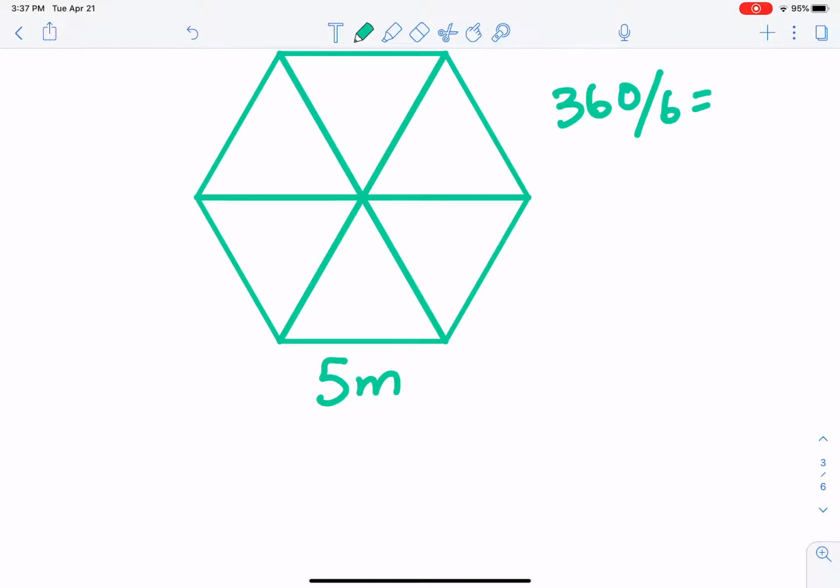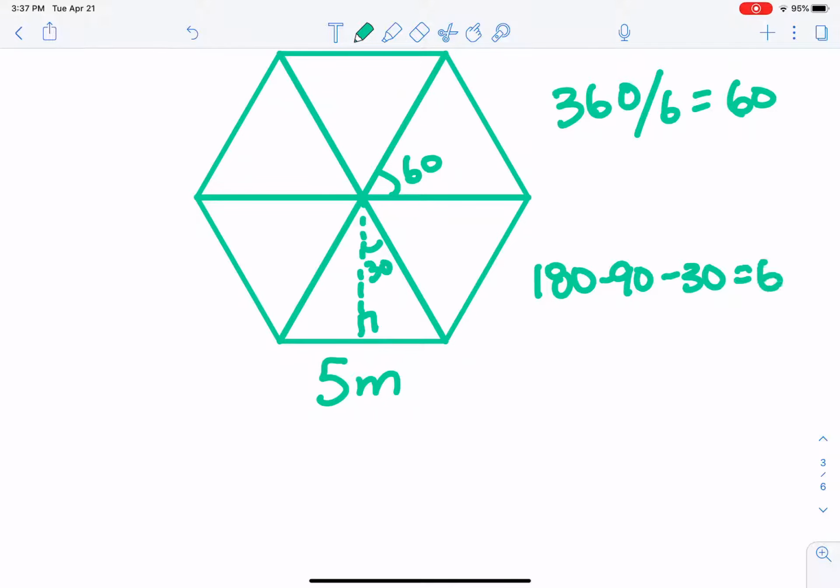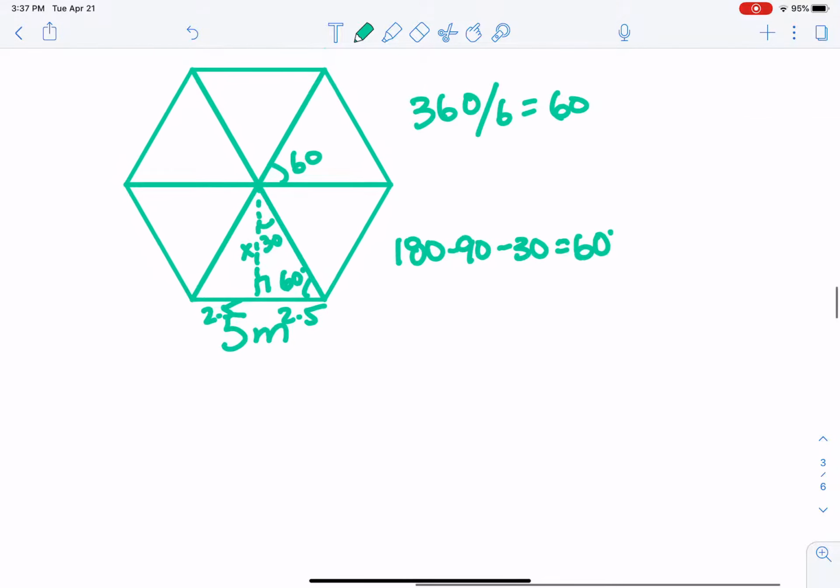Good job with that. They are 60 degrees each, which means that's 30, 90, 180 minus 90 minus 30 gives me 60 right here. And this would be 2.5 and 2.5, that 5 cut in half. So this is what I'm going to try to find so I can do the area of that base. Hopefully this is familiar.